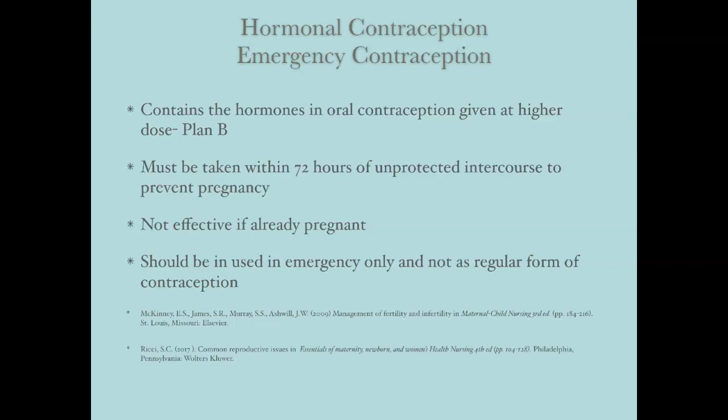It must be taken within 72 hours of unprotected intercourse to prevent pregnancy. It's not effective if the person is already pregnant. And it should only be used in an emergency and not as a regular form of contraception. As you can tell, the risk involved of using multiple times a high-dose oral contraception could be problematic in some women.